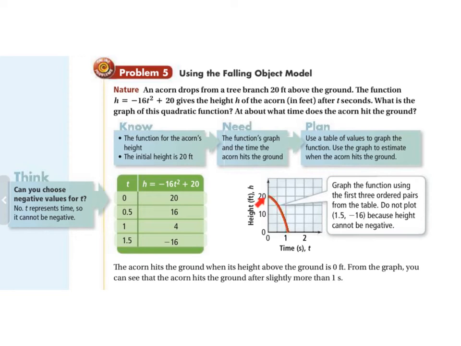So we plot our 0, 20, our 0.5, 16, our 1, 4, and then boom, sometime slightly after that 1, between that and 1.5 seconds, it hits the ground. Doesn't go any farther. Again, it's not being fired into the ground. It's going to hit the ground at 0.